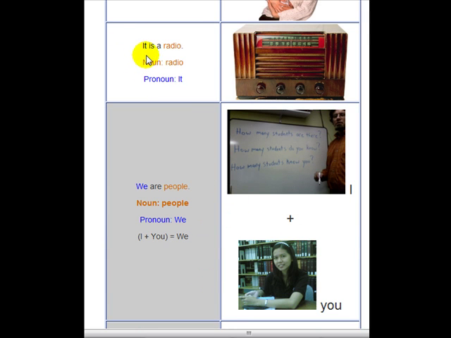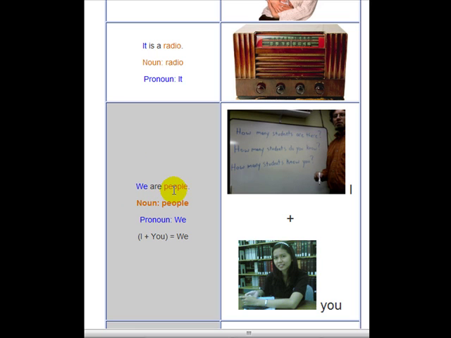It is a radio. The noun is radio. It's an object, as you can see. And the pronoun is it. It refers to the radio. It is used in place of the noun radio.